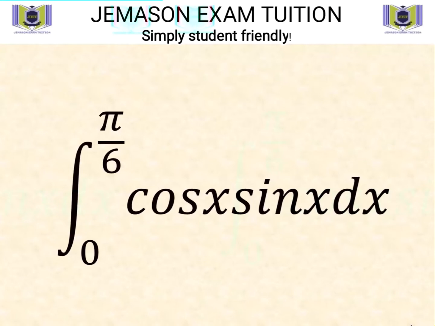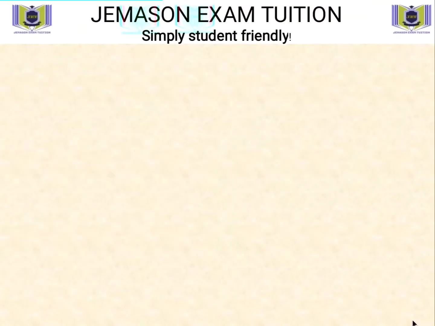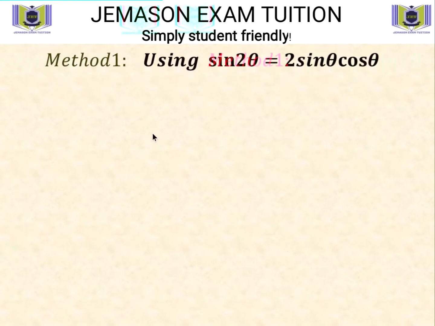Hello, today we look at this integral and we are going to be looking at three different ways of approaching it. We have the integral from 0 to pi over 6 of cos x sin x dx. In the first method, we are going to be simplifying the integrand using the double angle identity, sin 2 theta equals 2 sin theta cos theta.